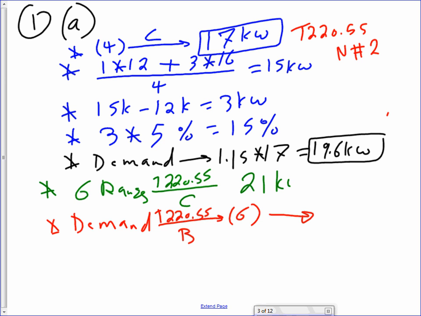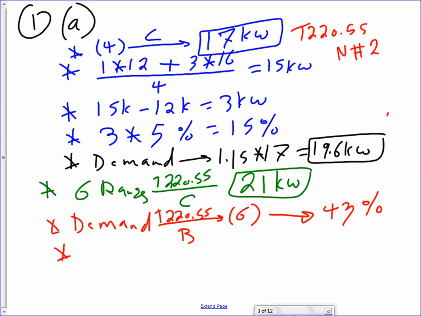21 kW. Okay, so now I have to apply B and see, can I come up with a number less than 21? If I can, then that will be my demand for this step. So for this one, guys, the demand is 43%.